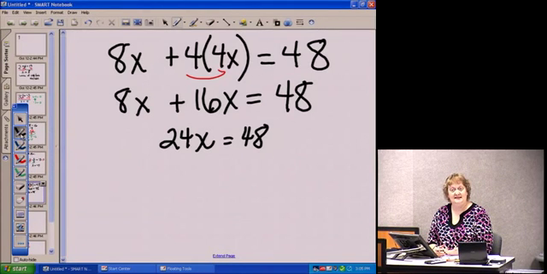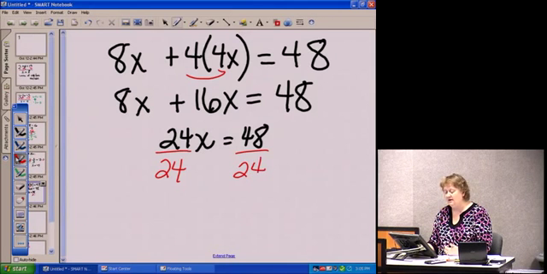We want the x by itself. We've simplified as much as we can, and it's a one-step problem. To get the x by itself, since it's 24 times x, we want to divide both sides by 24. Notice as we do this that we don't put the x on the bottom. We're not trying to get rid of the x. We're trying to divide and get rid of the 24. 24 divided by 24 gives me 1. 1 times x gives me x. And 48 divided by 24 gives me 2.